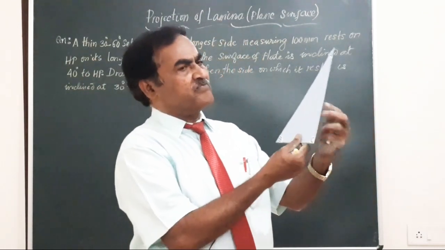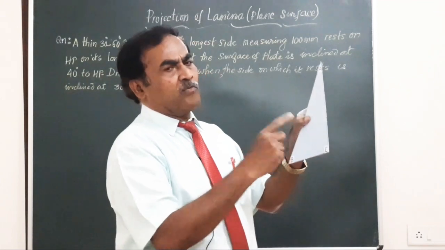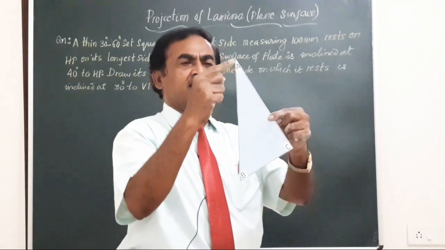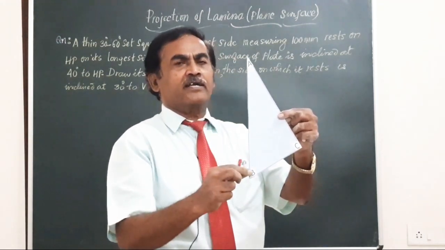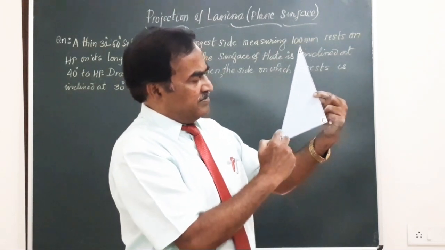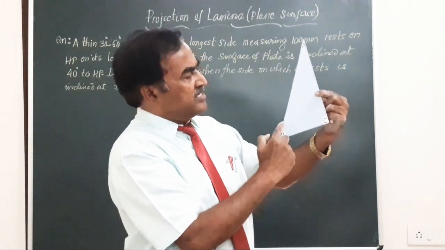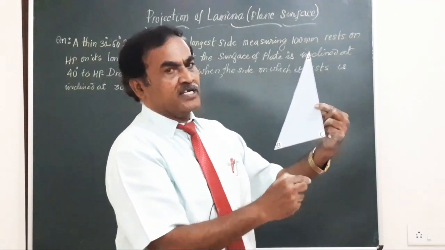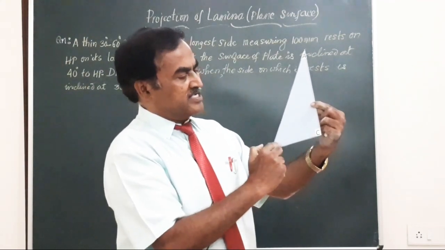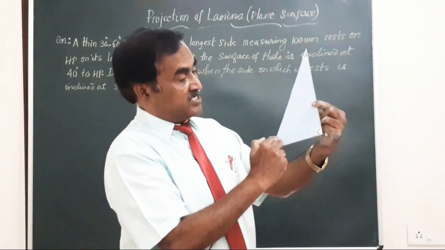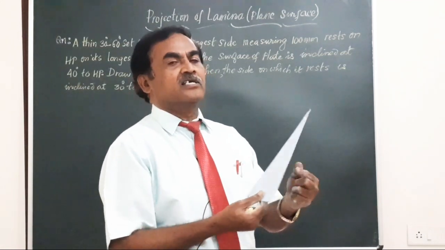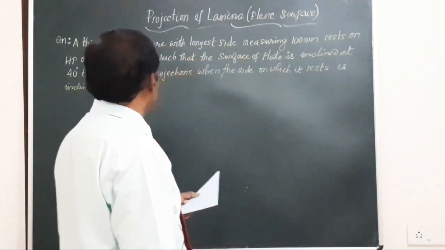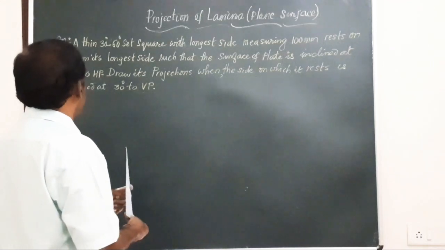Here friends, this is in fact a problem on a triangular lamina which has got the longest side. The longest side in this triangle is AB, measuring 100 millimeter. This angle ABC, angle B, is equal to 60 degrees, angle A is equal to 30, and this is obviously 90 degrees. So 90 plus 60 is 150, plus 30 is 180 degrees, the total interior angle in any triangle.